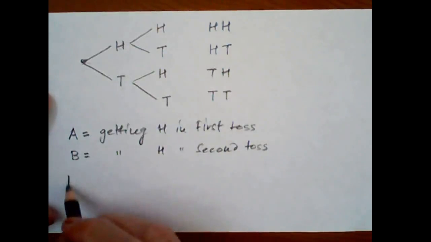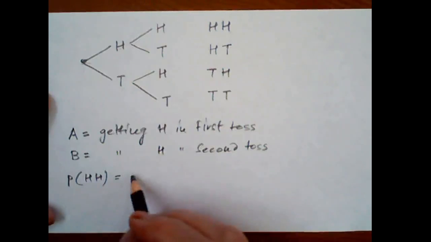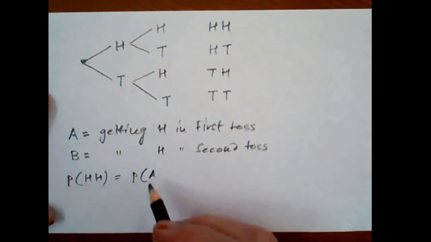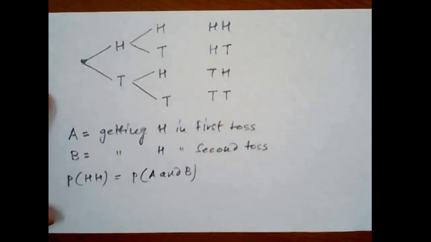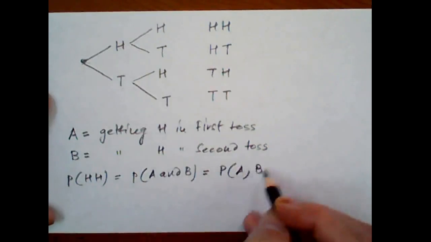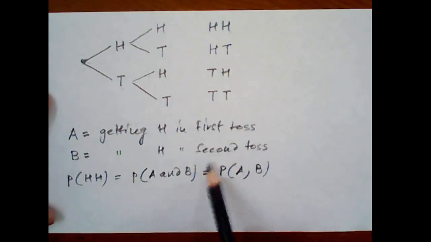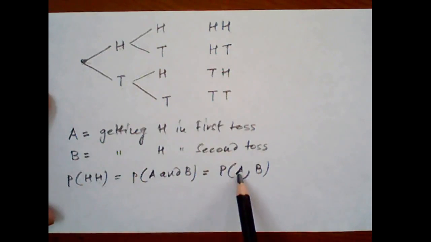Now asking probability of HH means the probability of A and B happening, which is also denoted as probability of A comma B. Now this kind of a probability is called joint probability, and we will discuss that sometime in the future. But let us just look at the problem intuitively. So probability of HH means that probability of A happening and B happening.